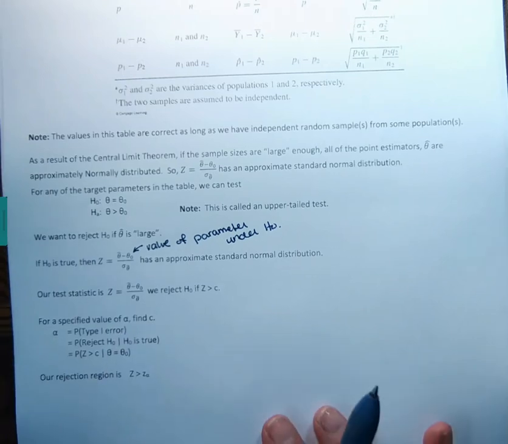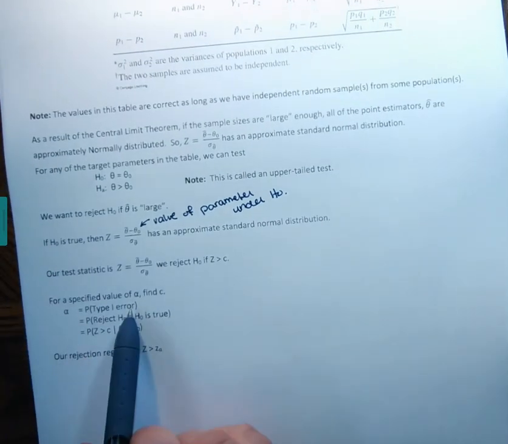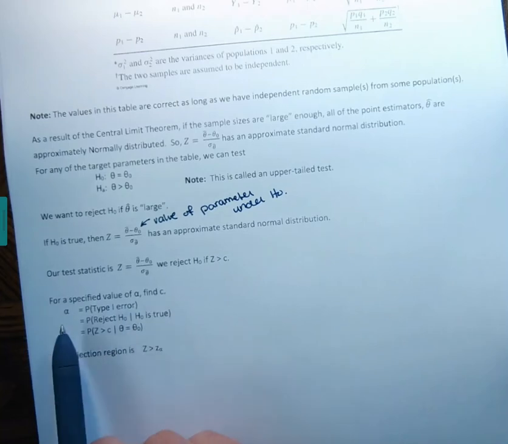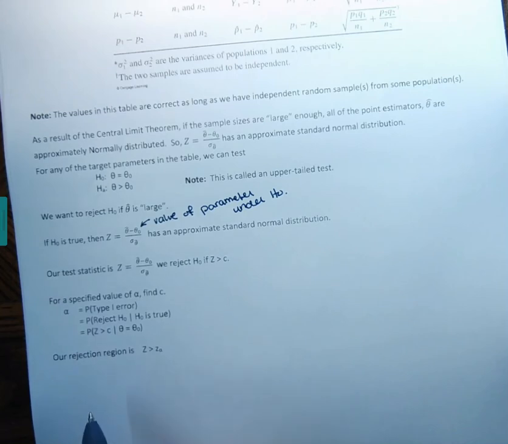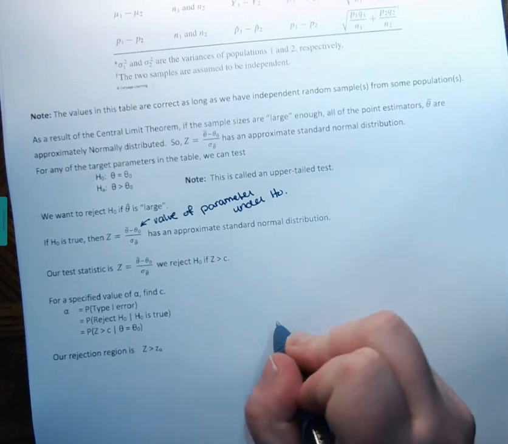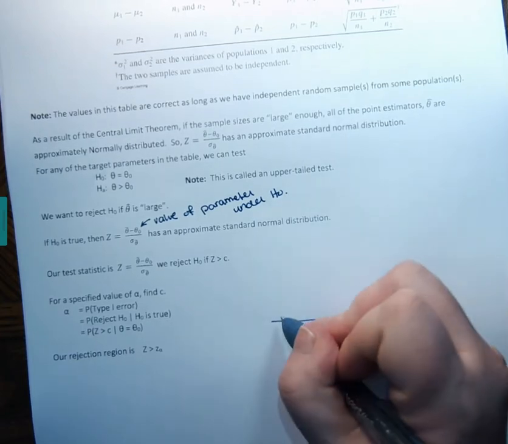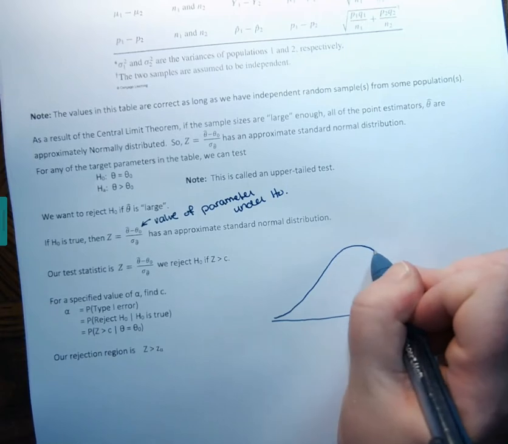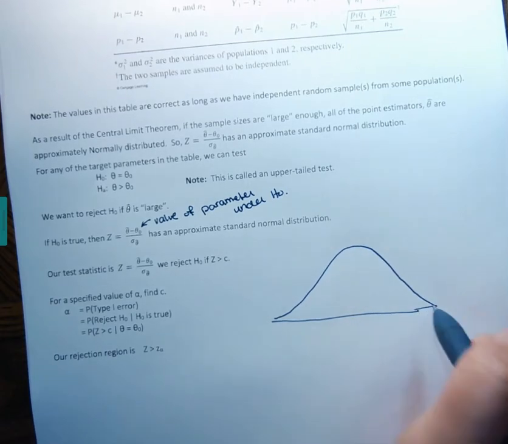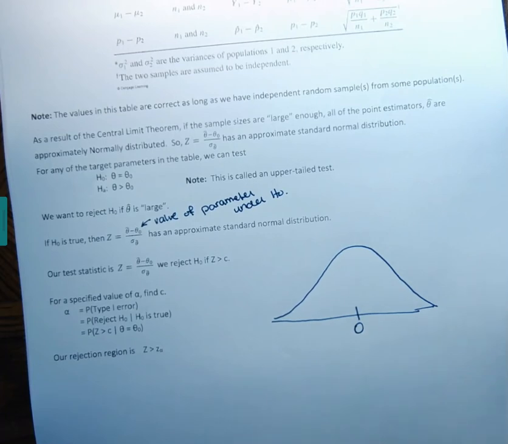And so what we're going to do is for any specified value alpha, we can find C, and recall that alpha is equal to the probability of a type 1 error, and then our rejection region will be equal to Z greater than Z alpha. And so the idea here is that once we standardize our test statistic, we know that its distribution is centered at 0.